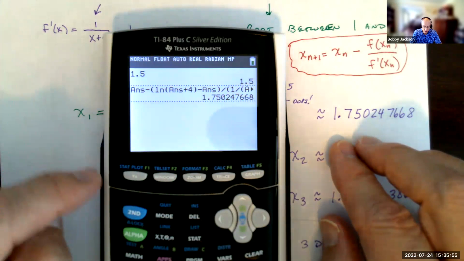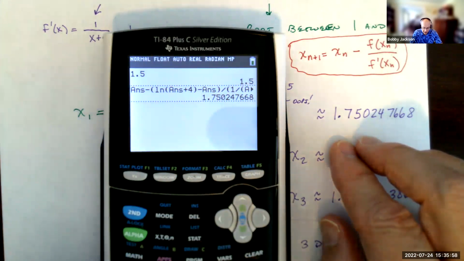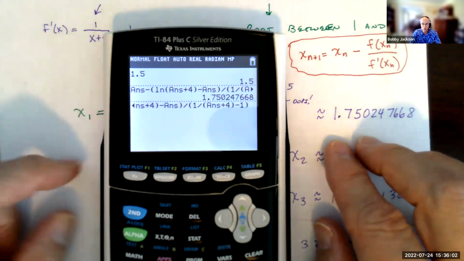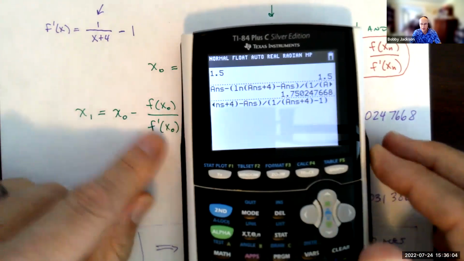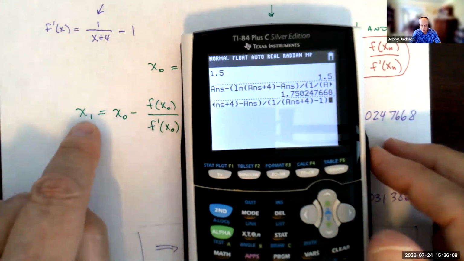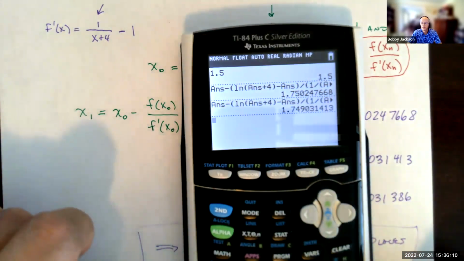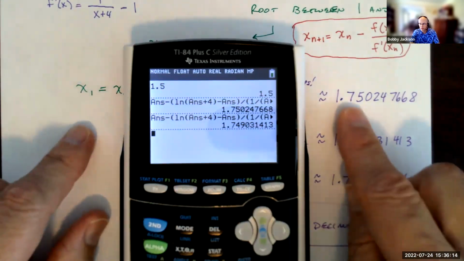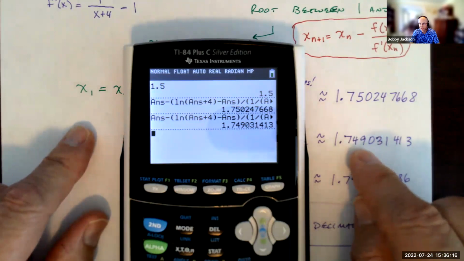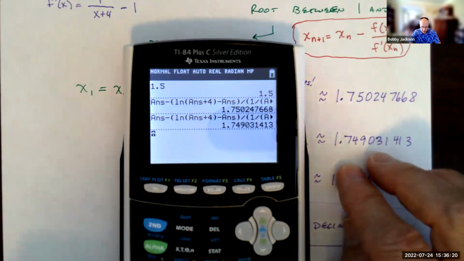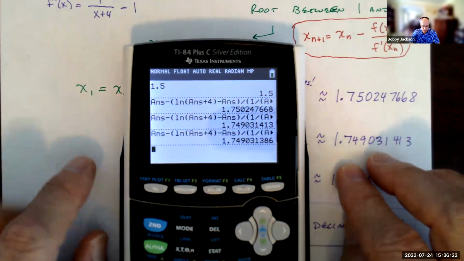So we do x sub 2. I'm just going to do second entry, right? And now my input is going to be x sub 1. And so this formula is basically the same, except I have x sub 1 wherever I see an x sub 0, and that's going to give me x sub 2. And it's 1.749. So again, we have some changes, the 5 goes to a 4. So we should do it one more time just to make sure there's no change.